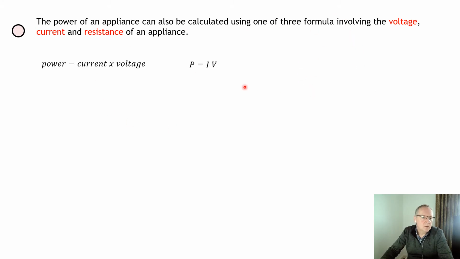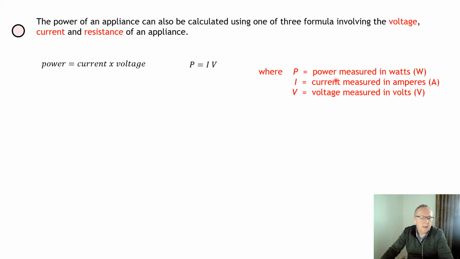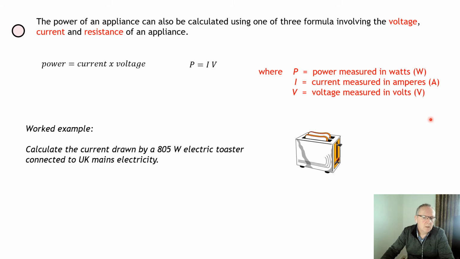So the first one is that electrical power can be given by the current multiplied by the voltage, or to write that with symbols, it's P equals IV. Remember, capital I is the symbol for current. And again, remembering that power is measured in watts, current should be in amps, not milliamps or microamps, and voltage should be in volts, not kilovolts, etc. So a quick worked example says: calculate the current drawn by a 805 watt electric toaster.